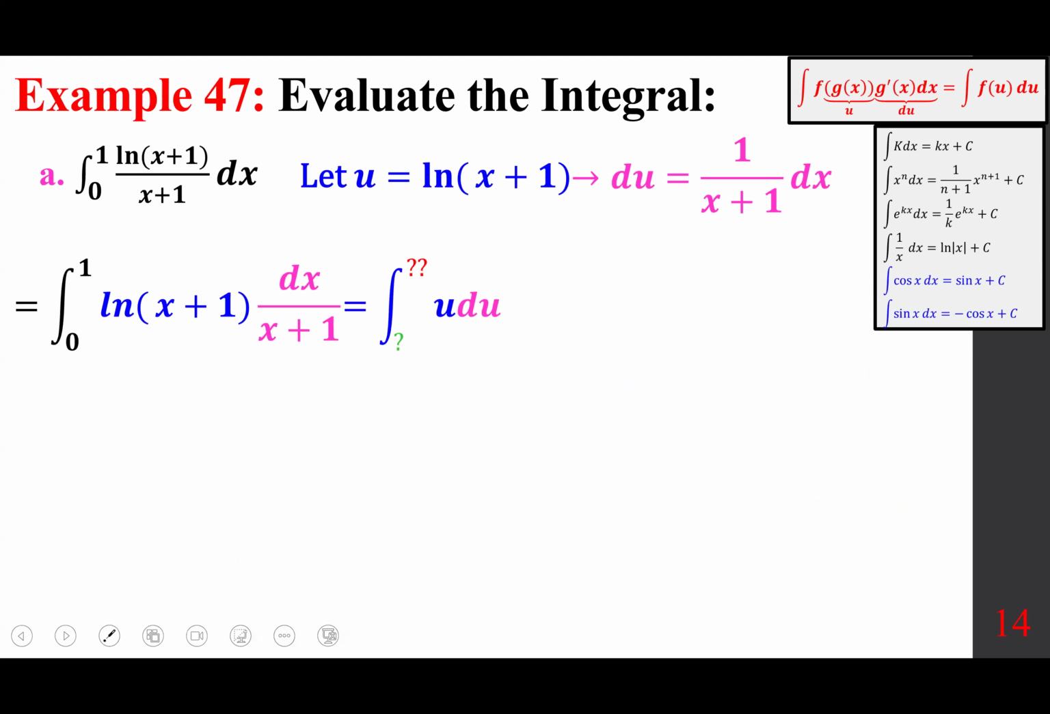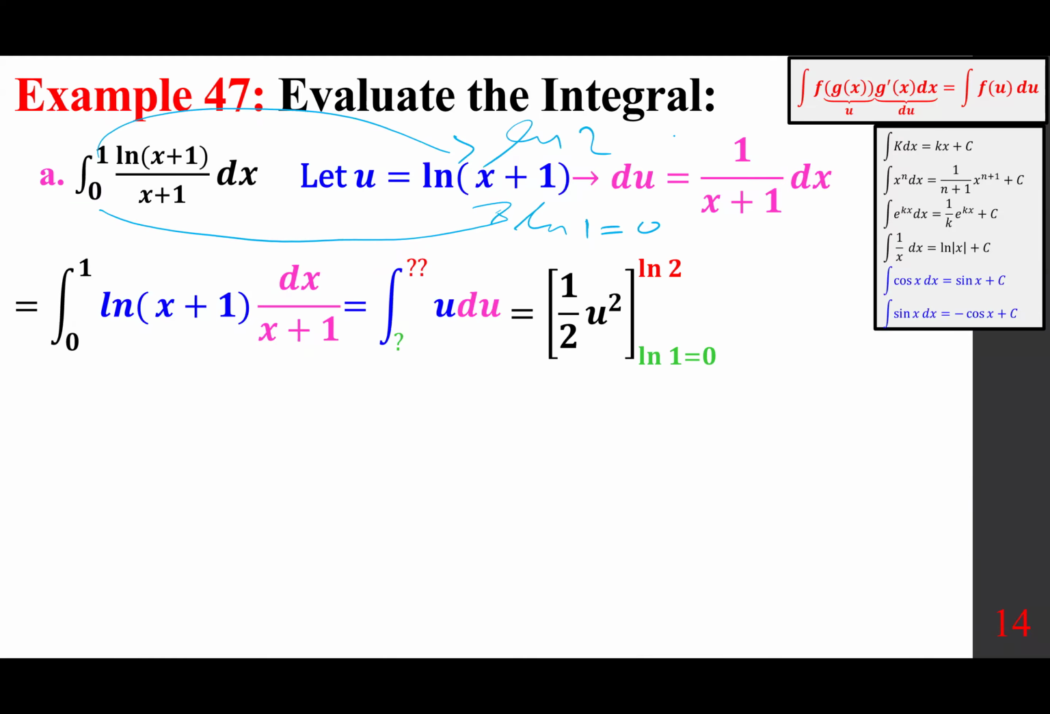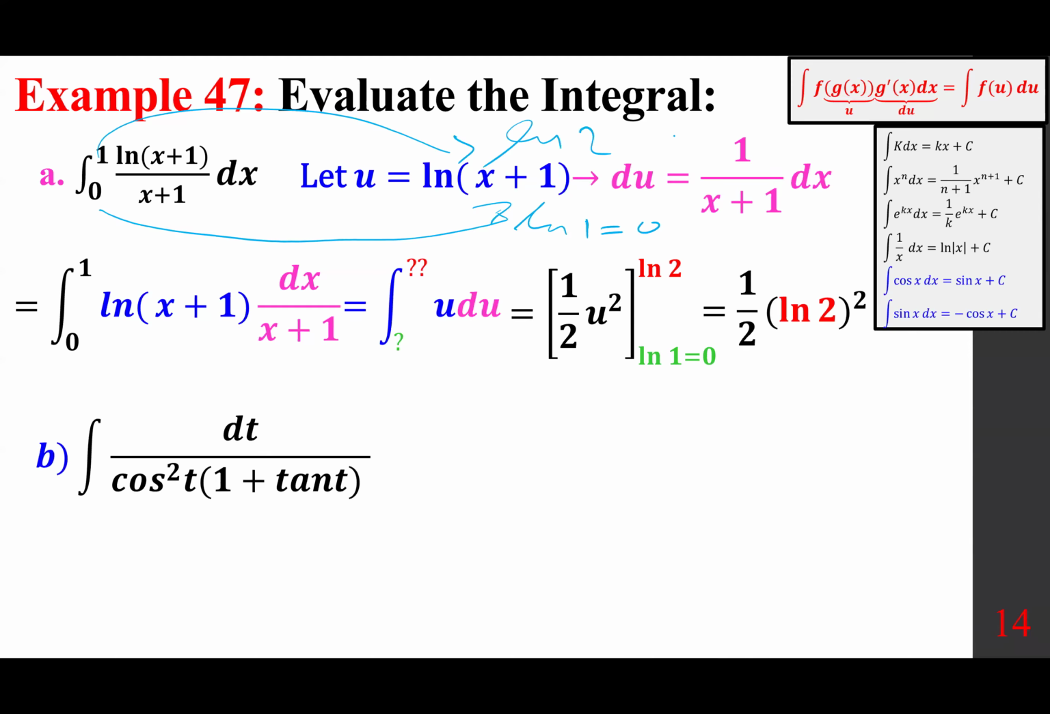And what are the new limits? This, of course, gives you half of u squared. And 0 here gives you ln 1, which is 0. 1 gives you ln of 1 plus 1, or 2, ln 2. So it's half of ln 2 quantity squared, and we are done.